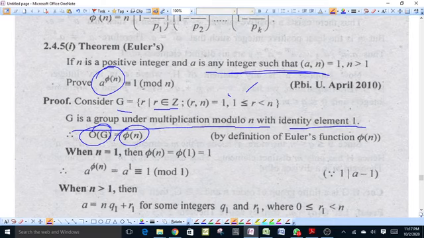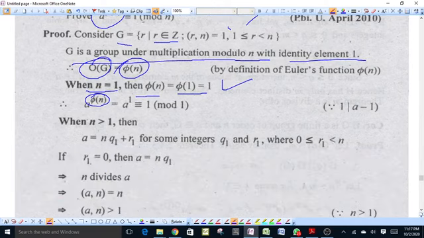When n is equal to 1, phi n is equal to phi 1, which equals 1. This means a raised to power phi n, which is equal to a raised to power 1 because phi n is equal to 1, is congruent to 1 modulo 1, because here n is equal to 1, which is true.